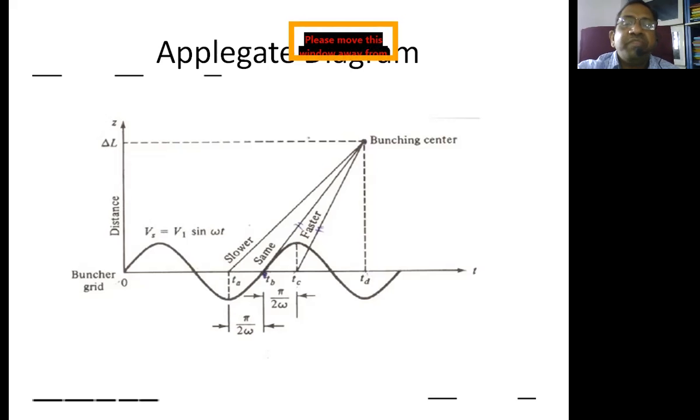Similar to that, this electron is coming after this one. Therefore, this electron is going to go with more kinetic energy. So therefore, it will reach this point fastest. So therefore, it is called a fast electron.